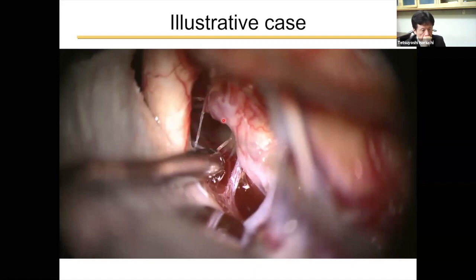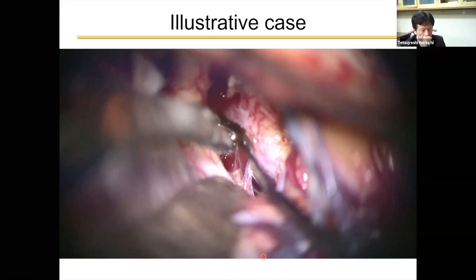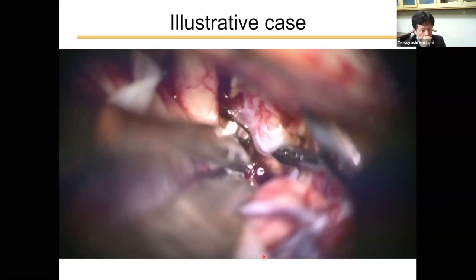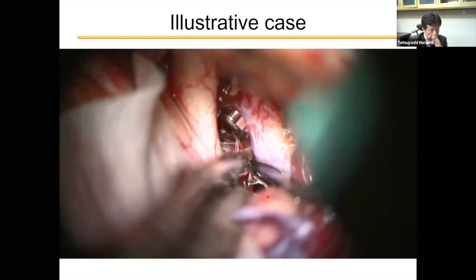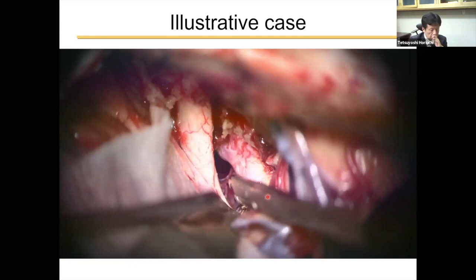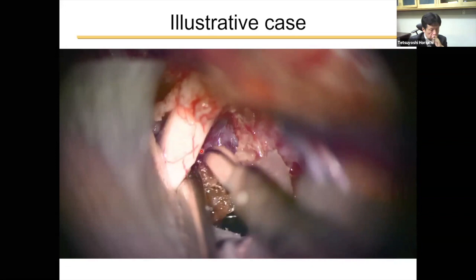The superior hypophyseal arteries are temporarily occluded at two points to see whether VEP changes or not. No change of VEP is observed under temporary occlusion. So the temporary clip is removed. And this is the proximal aneurysm. You can see a small bleb like this.